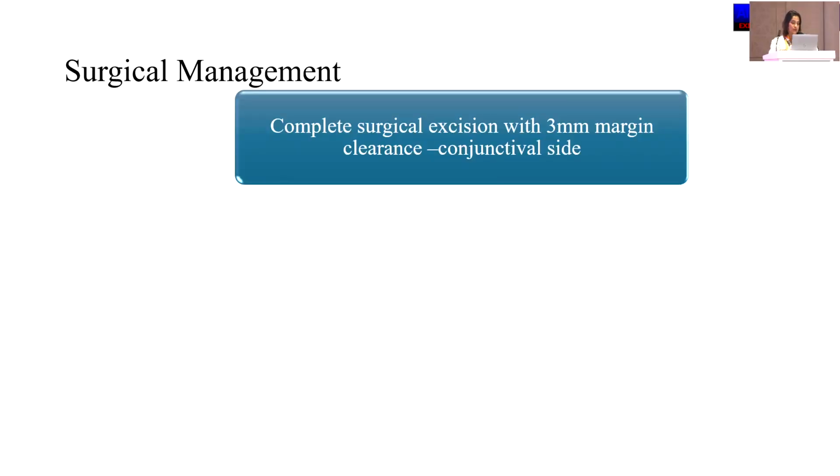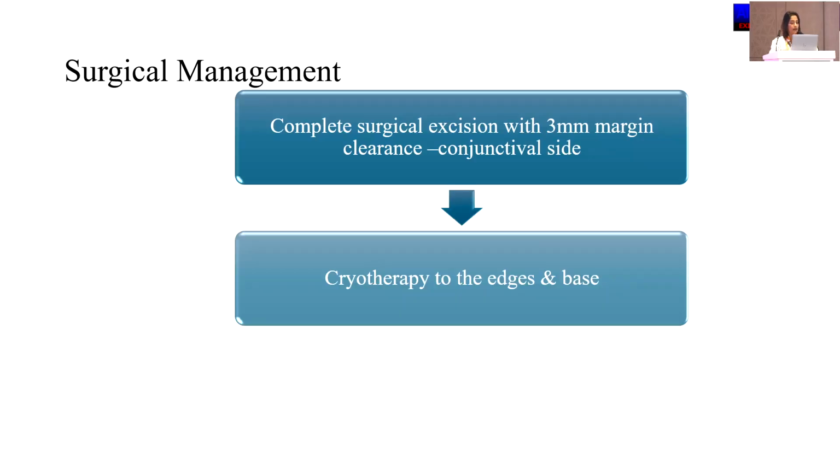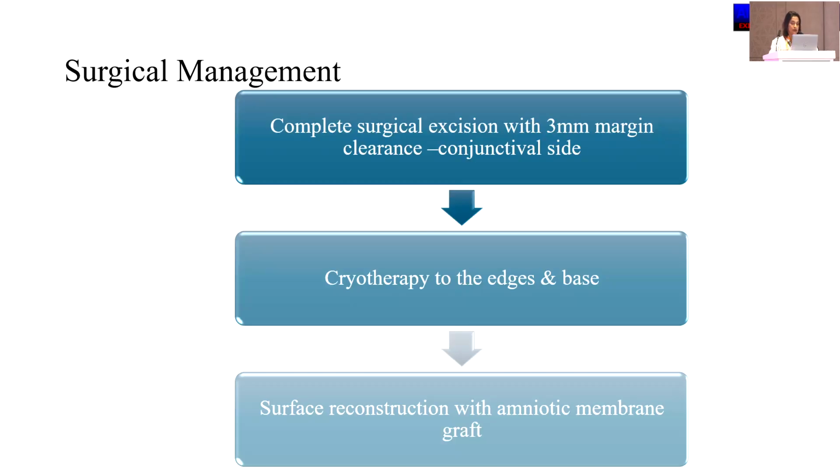At this point, though I suggested an incisional biopsy to the patient, he was very impatient to get the whole thing removed. So considering it to be a probable malignant lesion as a differential diagnosis, we went ahead with a complete surgical excision with 3 mm margin clearance on the conjunctival side. Cryotherapy was done to the edges and the base, and the defect was reconstructed with amniotic membrane graft.